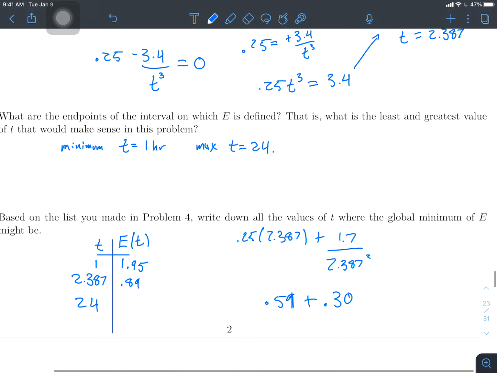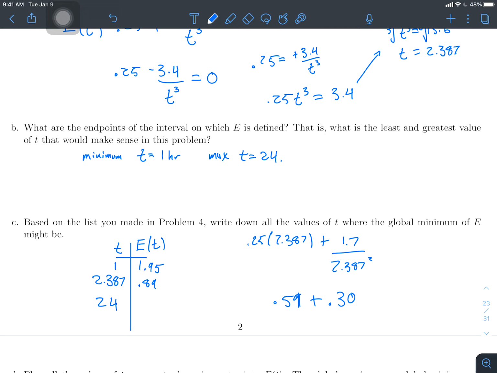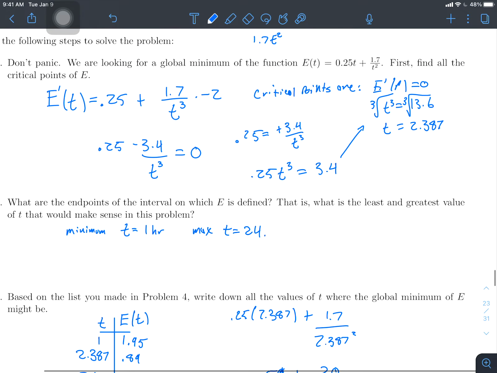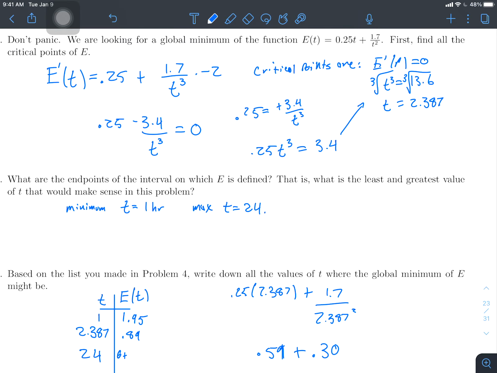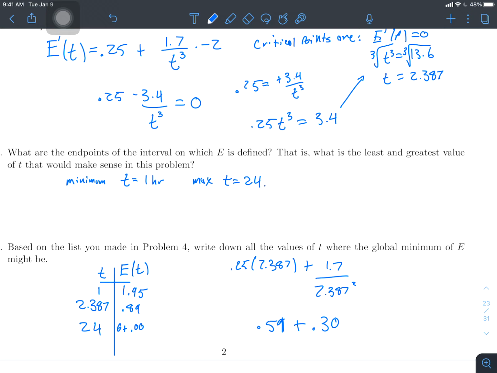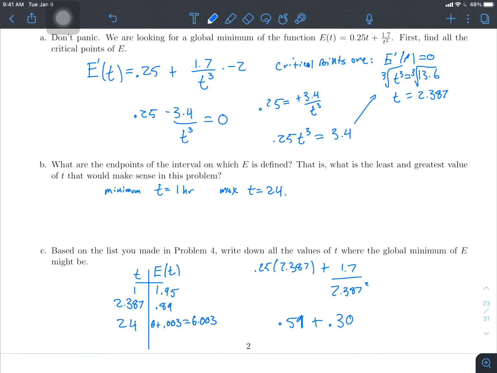And finally, if I plug in 24, I get 0.25 times 24 is 6 plus 1.7 divided by 24 squared. So I get 6 plus like 0.003, which is 6.003.